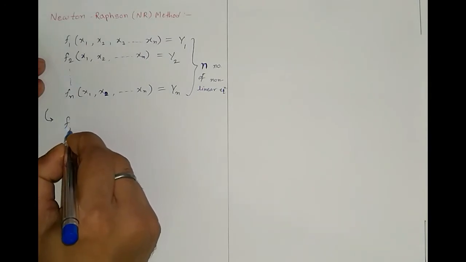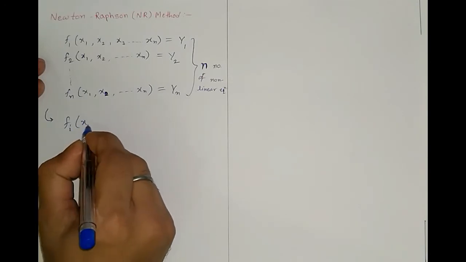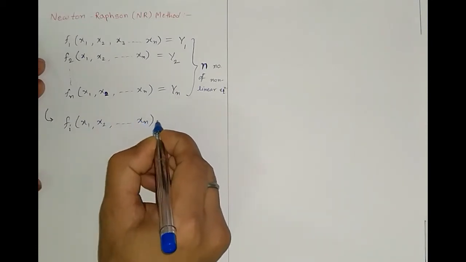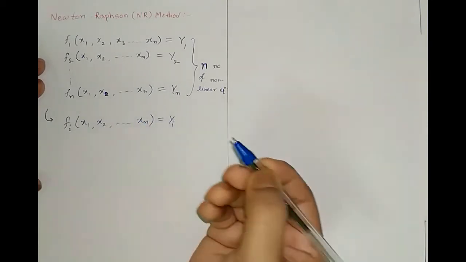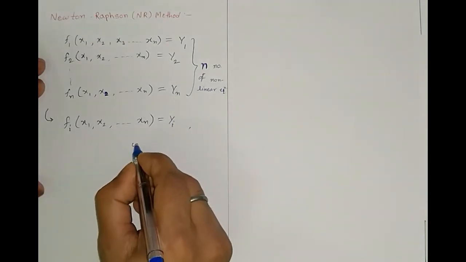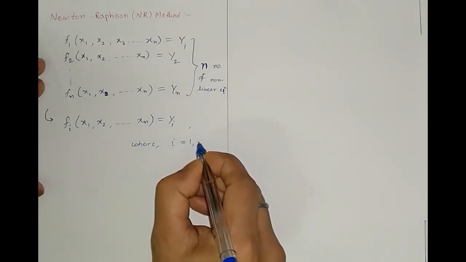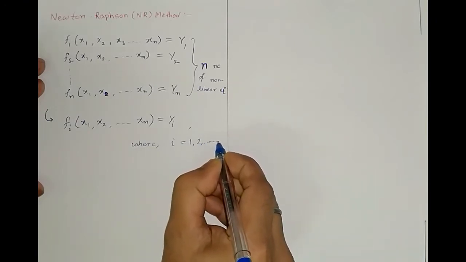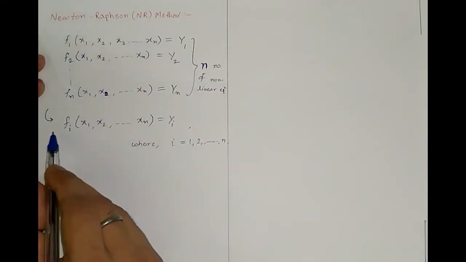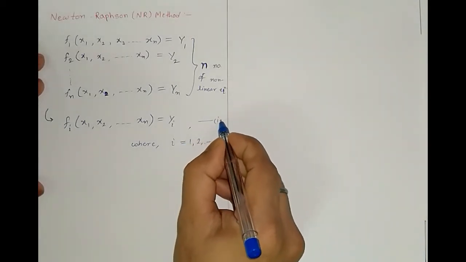Let us assume that fi(x1, x2, and so on, xn) equals yi, where i varies from 1 to n. So these n nonlinear equations are written in the form of a single equation. Let us assume that this is equation number 1.